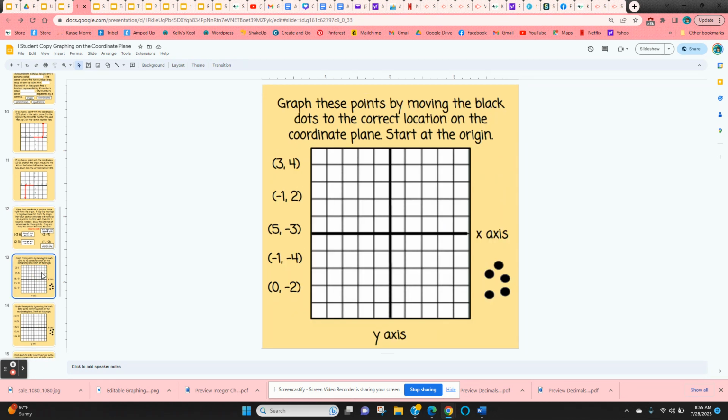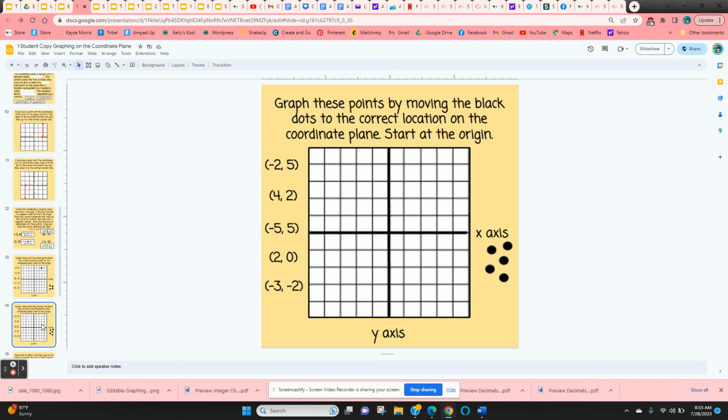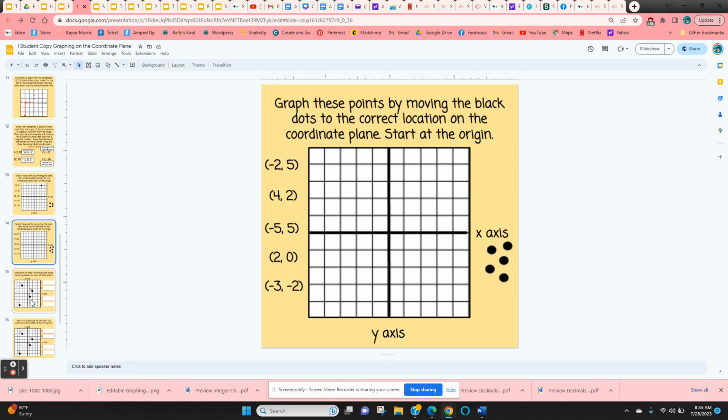Now the next two slides, they're going to actually move these points into the correct place. So they've got 5 points that they need to plot on the graph. They just click and hold on one of these points. So for the point 3, 4, they're going to start at the origin and go to the right 3, up to 4, and leave their point there. And they're going to do that with the 4 other ordered pairs. So they've got two slides where they're going to be plotting points.